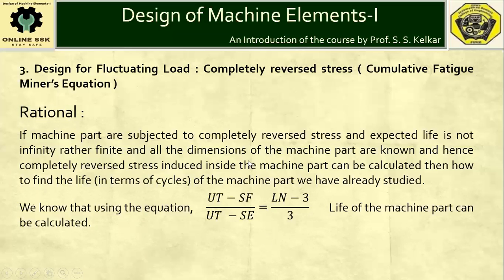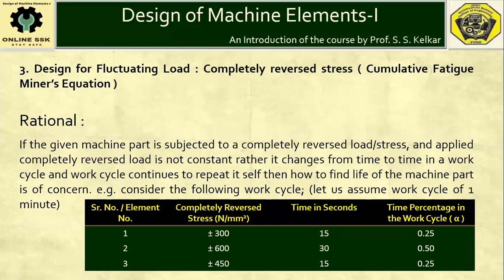Hence, before, we have solved both kinds of numericals, wherein first of all we have found out dimensions, that means we have designed a machine part when the expected life was specified using this equation. Secondly, we have solved two examples wherein we have calculated the life of the machine part, wherein dimensions and loading condition were specified and life was unknown. Life in terms of number of cycles was calculated. Such two examples we have already solved.